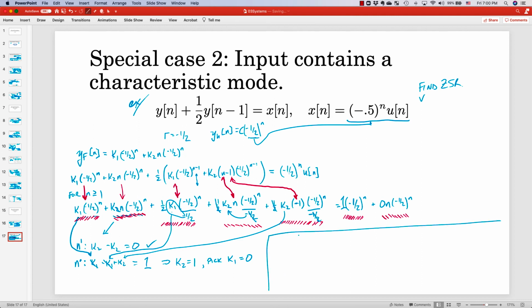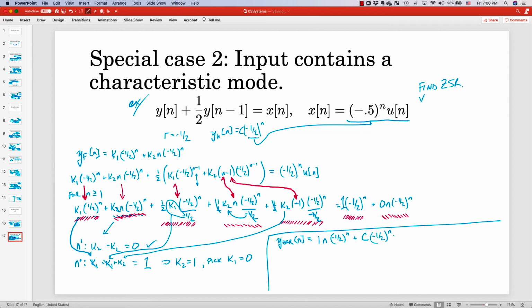Okay, so in this case, we are now ready to solve for the ZSR. So y ZSR in the time domain is equal to the forced response, so that's 1 times n times negative 1/2 to the n, plus the homogeneous response, which is some amount of negative 1/2 to the n.